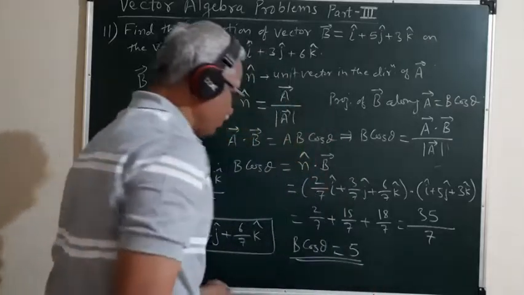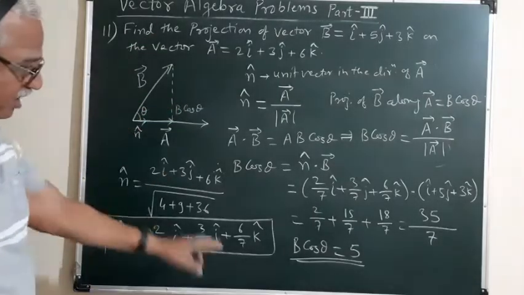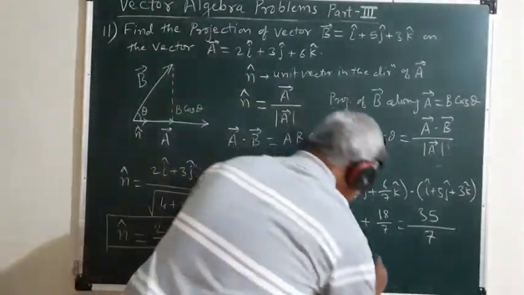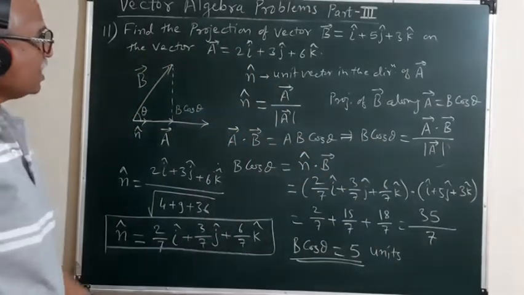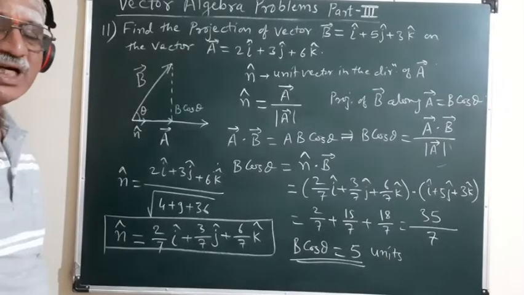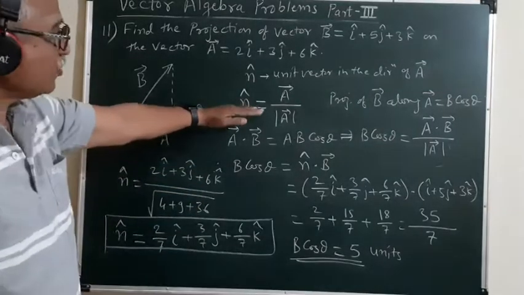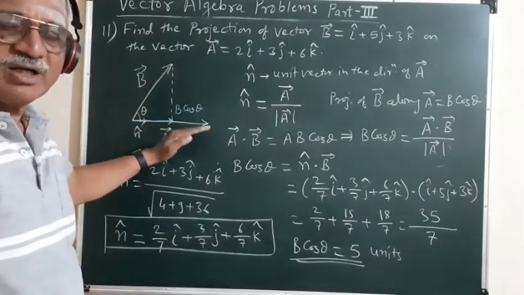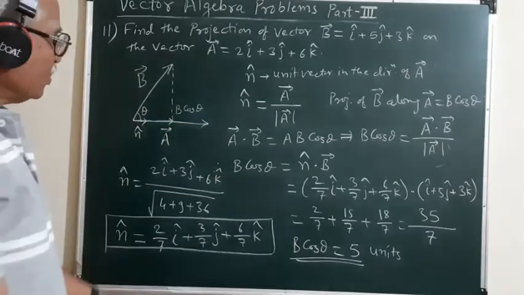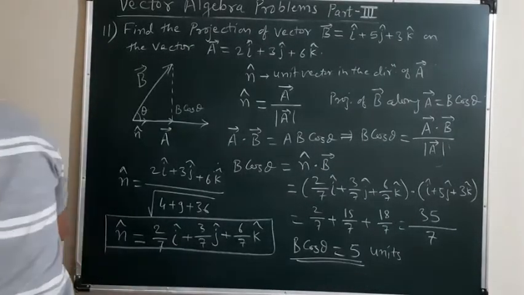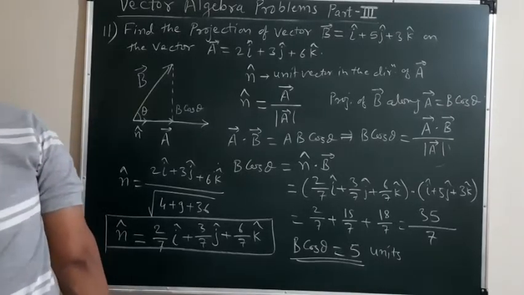B cos theta works out to be equal to 5. So the component of the vector b bar in the direction of vector a bar works out to be equal to 5 units. So that is how we can find out the component of a given vector in the direction of other vector by obtaining the unit vector in the direction of vector a bar, in which we are interested to find out the component of the other vector. So that is this problem, to find out the component of a vector in the direction of other vector.